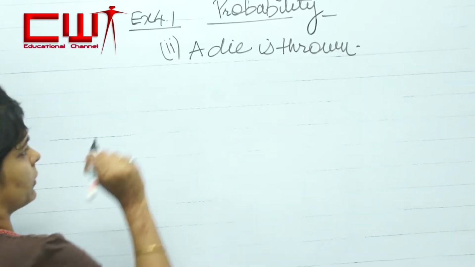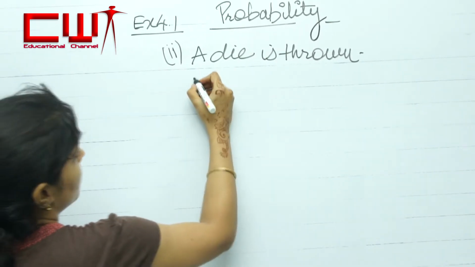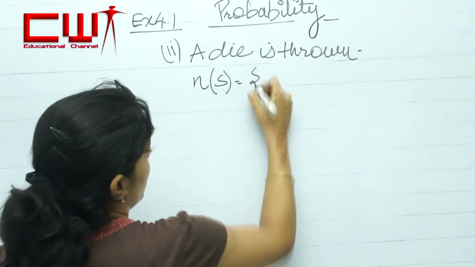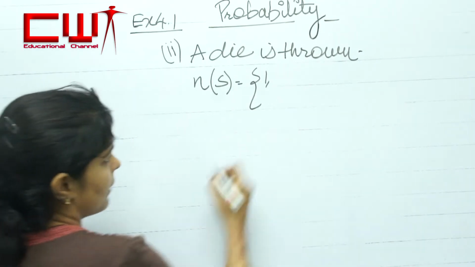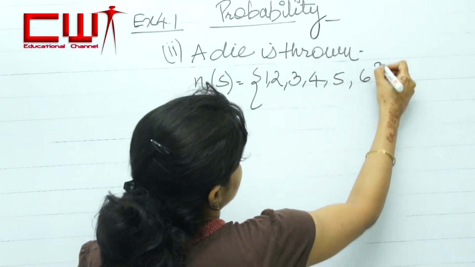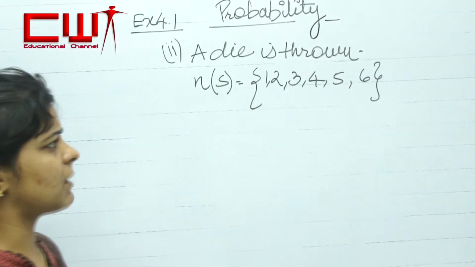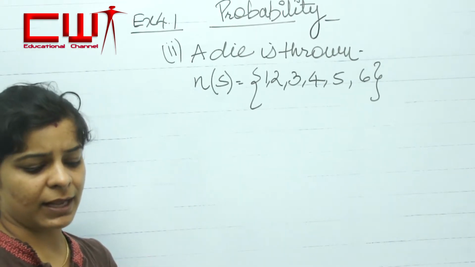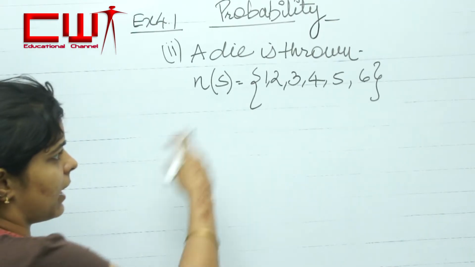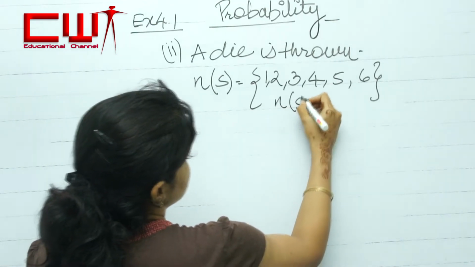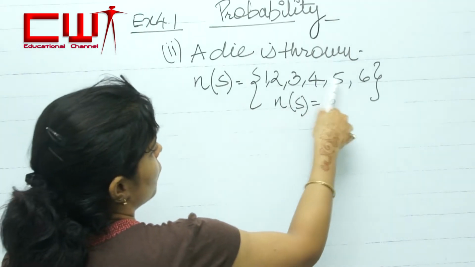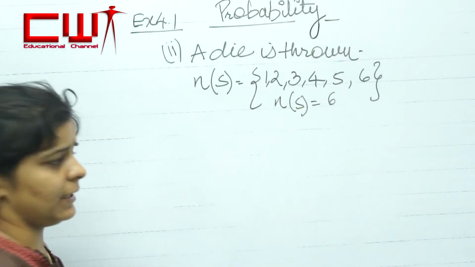Let's first find out the total probability. Whenever you see this, you first find the total space. N of S, S means the total space. Either 1 will come, or 2, or 3, or 4, or 5, or 6. All will not come together, either of the numbers will come. So what is N of S? N of S is 6.